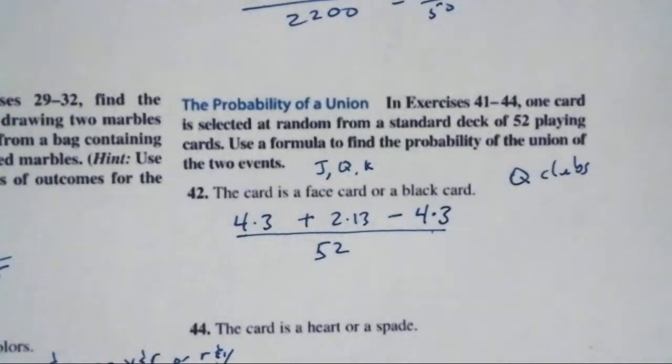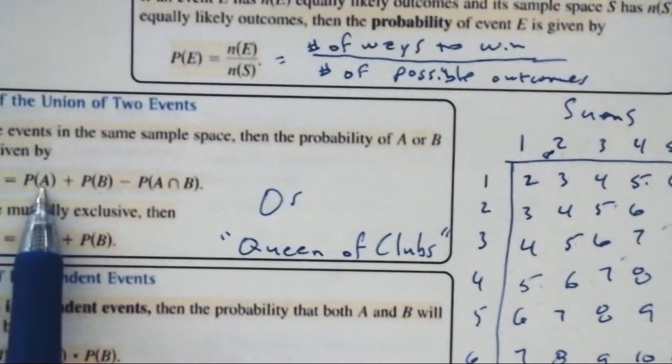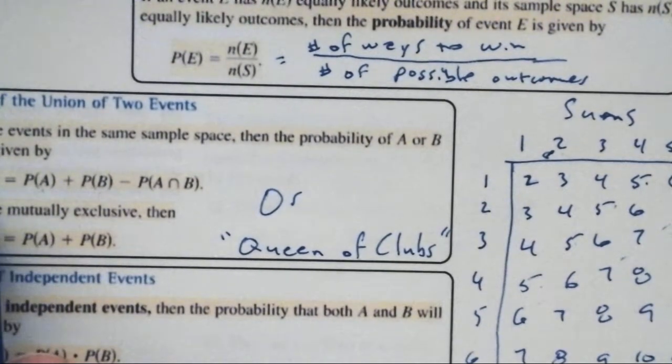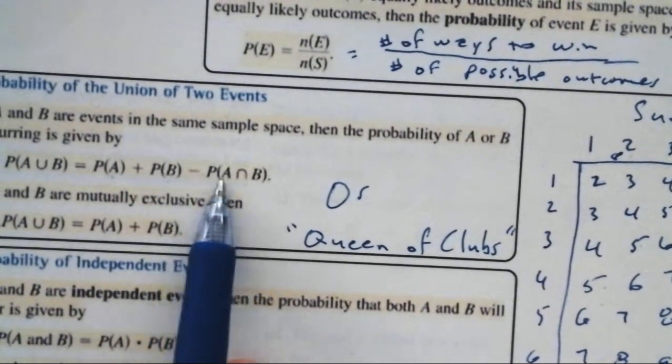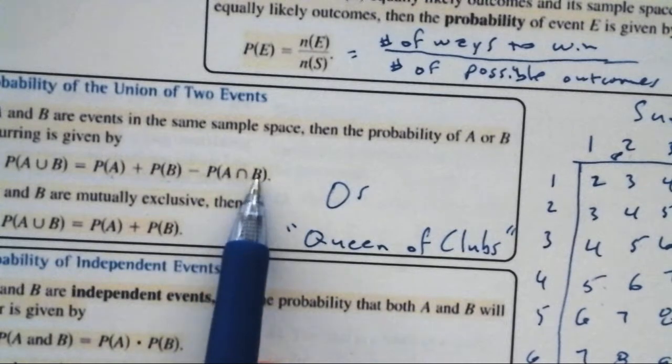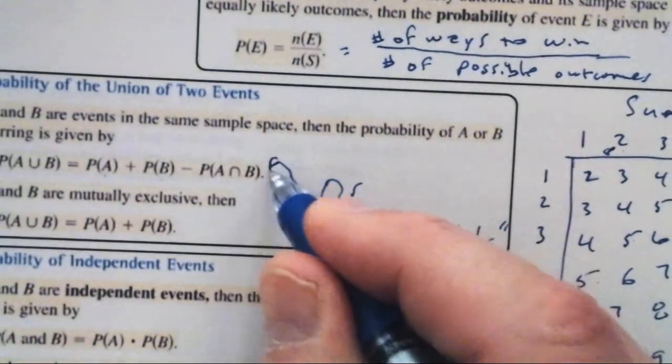Let me go back. I don't have that first page here. Oh, here we go. That's right here. You take the probability of event A union, this is a union symbol, it means or, B. You add those two together, but then you have to subtract the intersection where the things happen both. This is the queen of clubs right here.